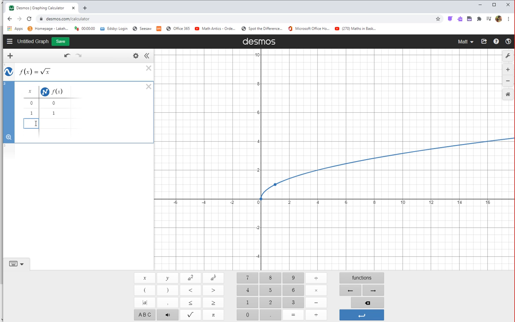Let's put in values that we know we can take the square root of. So I know I can take the square root of 4, and the answer is 2. I know I can take the square root of 9, and the answer is 3. I know I can take the square root of 16, and the answer is 4. So those are nice, easy points to put on there that would allow us to know where stuff is quite easily.